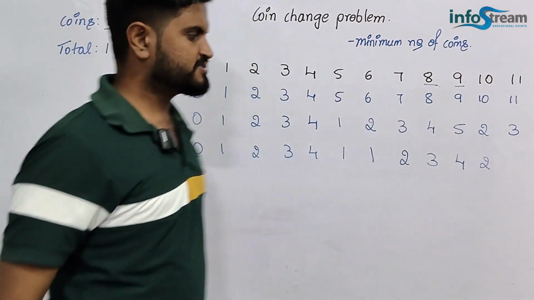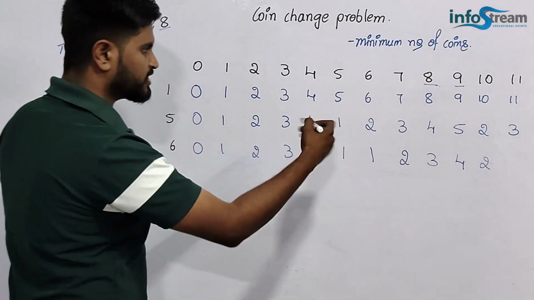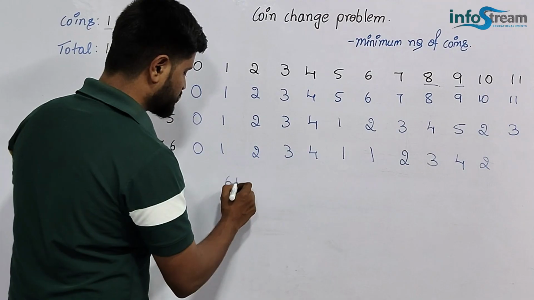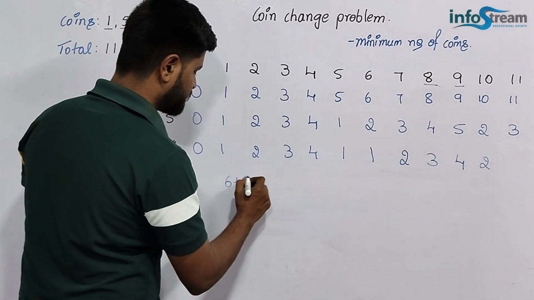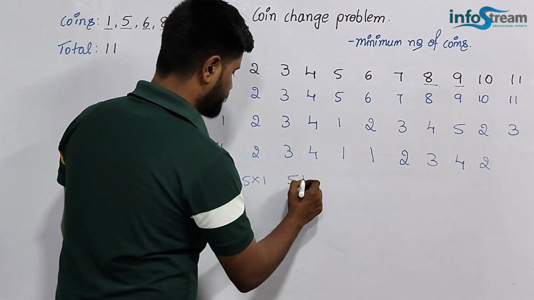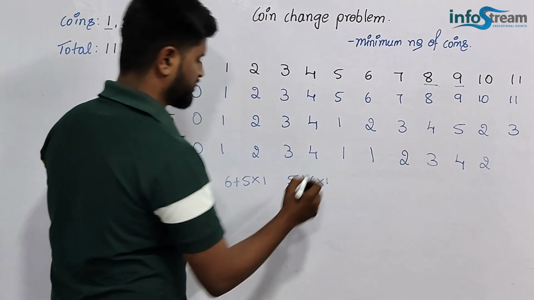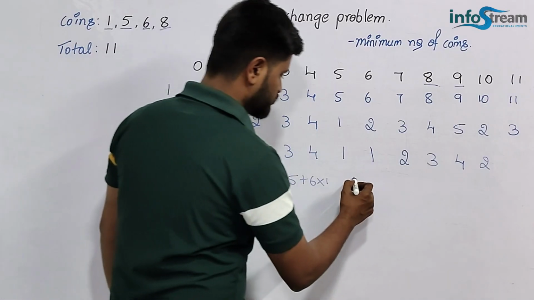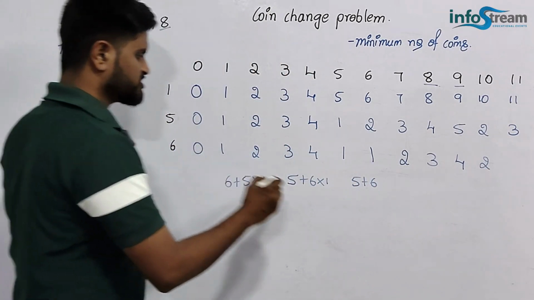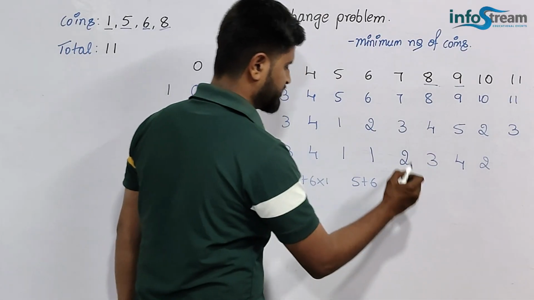Now the last one, that is 11. So if I want to give 11 as the change, the possible conditions are one 6 rupee coin with five 1 rupee coins, or I can use one 5 rupee coin with six 1 rupee coins, or I can use one 5 rupee coin with one 6 rupee coin, and another possibility is eleven 1 rupee coins.